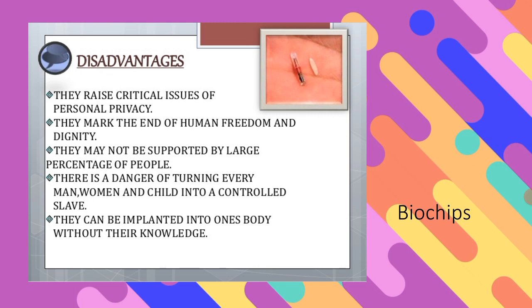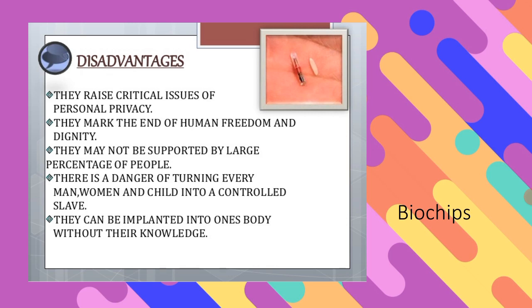Now they may not be supported by a large percentage of people, because the previous two points are there. So people may not support this type of method, because it will not have that much privacy as compared to laboratory testing, because biochips are inserted inside the person's body, and so they will detect each test, each reaction that is carried out in a person's body.